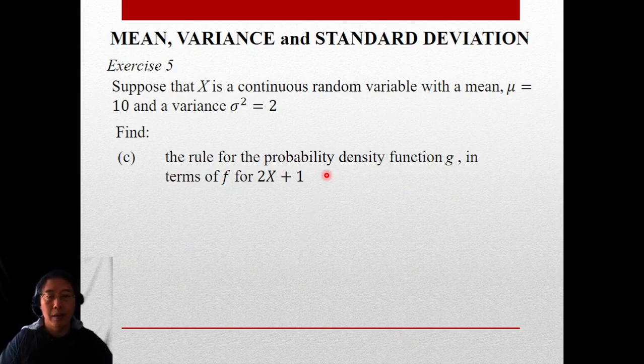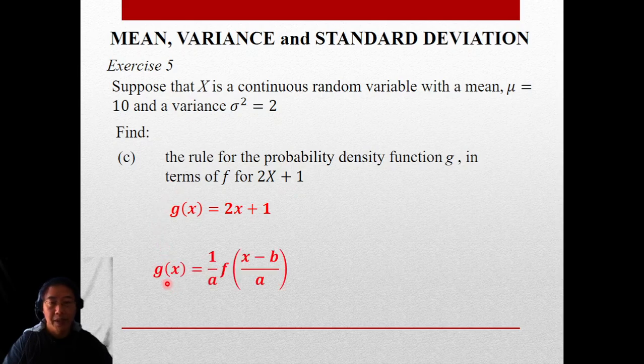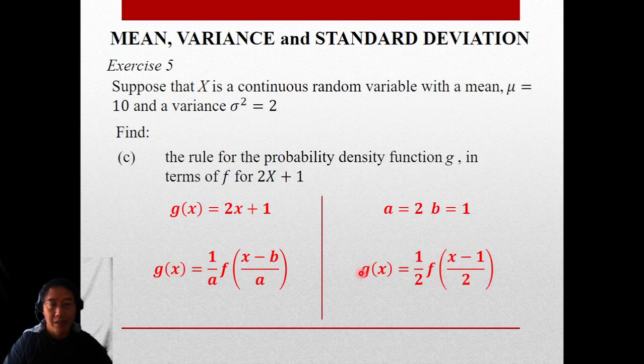All right, now you have a rule. So find the rule for the probability density function g in terms of f for 2x plus 1. So that's your a and that's your b. So you write your function g, and that is equal to 1 over a. We use the rule and we substitute the values of a and b, and we get the new function g in terms of f.